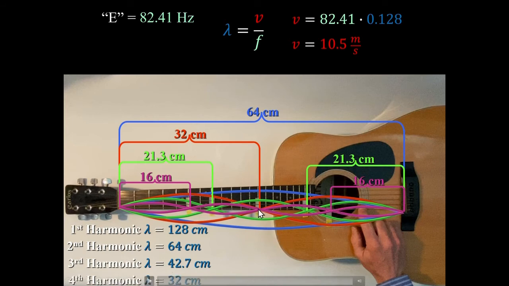Now if I just hold right there in the middle, and if I pluck here but hold it right there, I'm going to prevent the green and the blue ones from moving, because they're trying to move there and I'm holding it down there. If I hold right here, I'm going to prevent all the other waves except the green one, which has a node right there and a node right there. Let me show you what I mean.